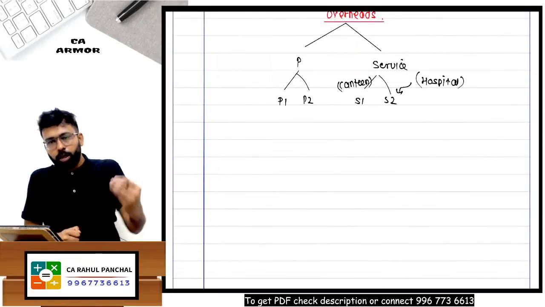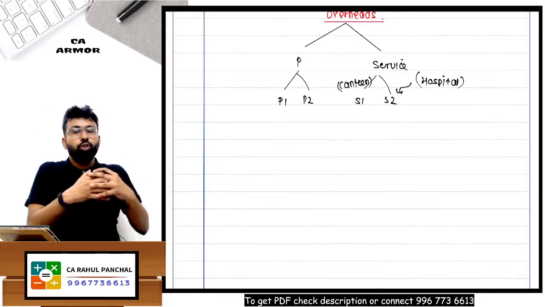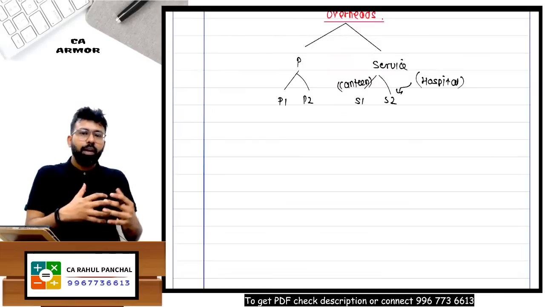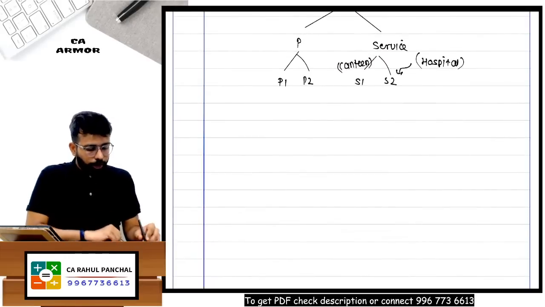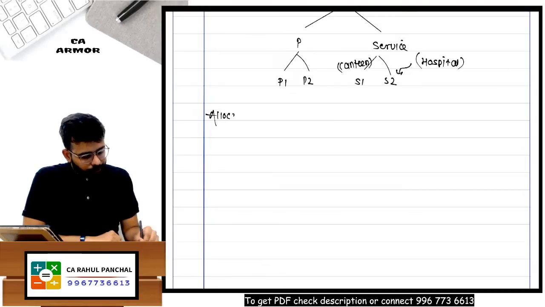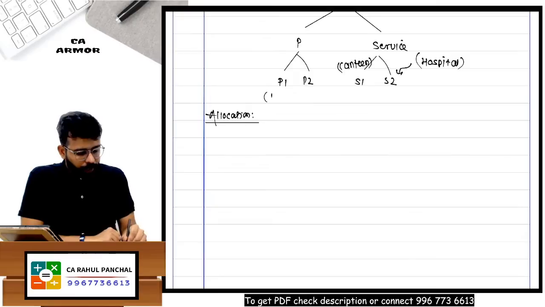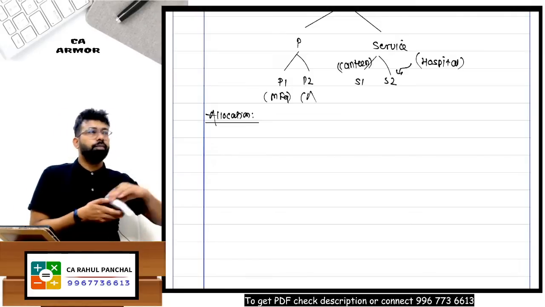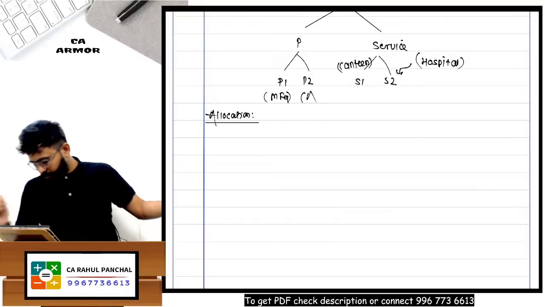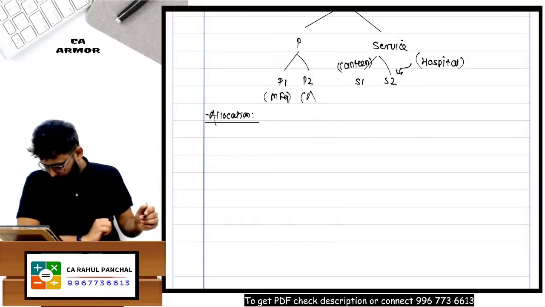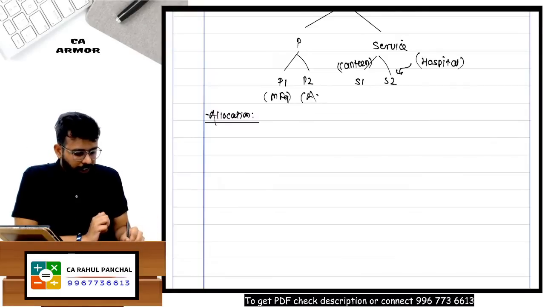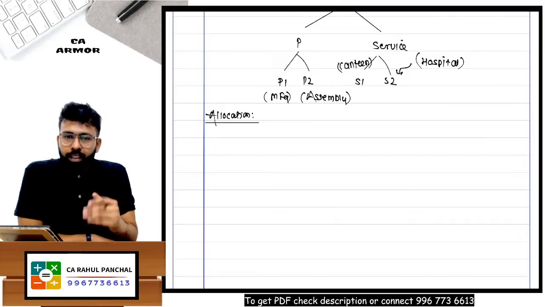Now whatever cost the company is incurring, those costs will be divided into a few parts. First of all, the first part is allocation. What is allocation? Understand. This is the manufacturing department and this is the assembly department. So there is a manufacturing department and then there is an assembly department.